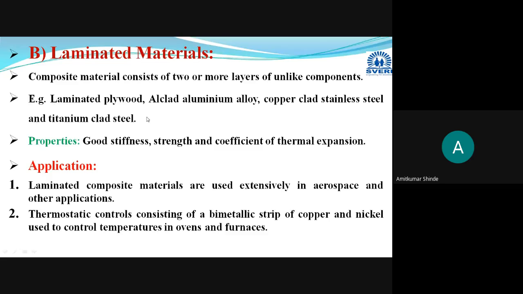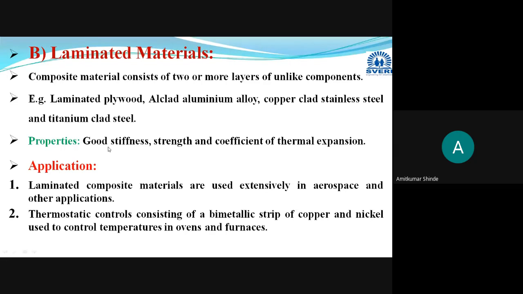These are some examples which I have already discussed: laminated plywood, then aluminum clad aluminum alloy, then copper clad stainless steel, then titanium clad steel. Titanium clad means on the steel material you are providing titanium layers. Plywood material gets laminated with the help of some metal strips. You can use different metal strips. This will be termed as the laminated material.